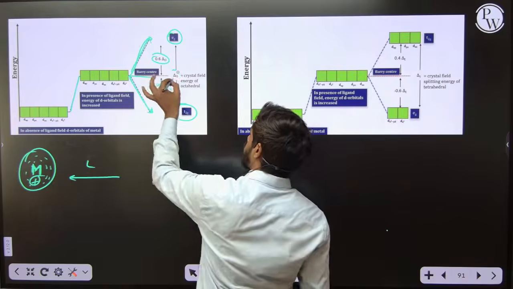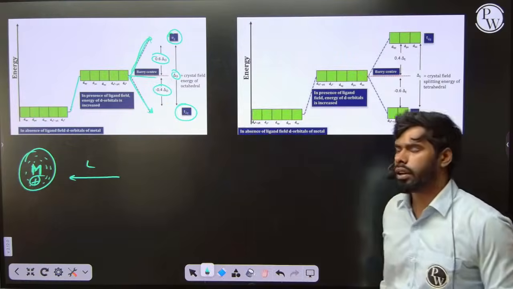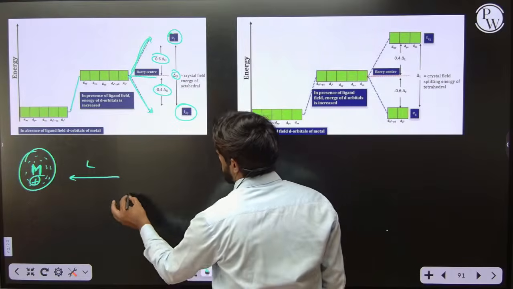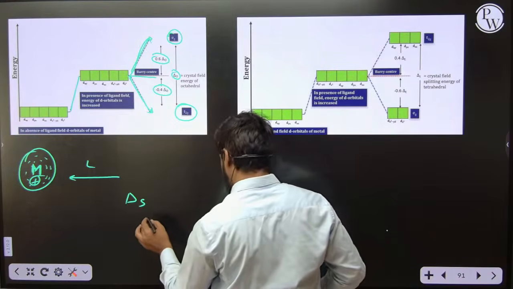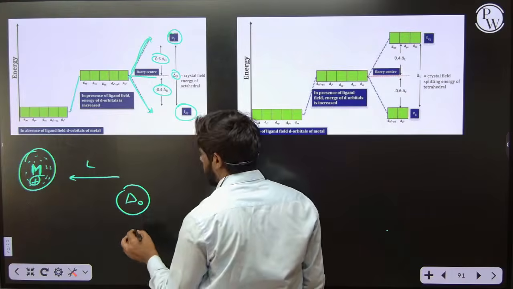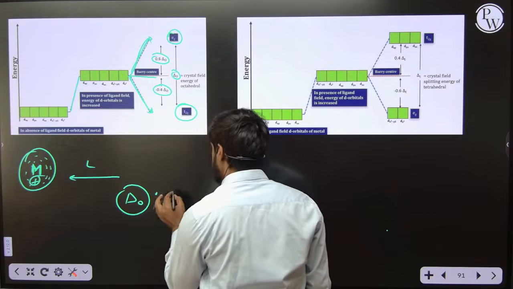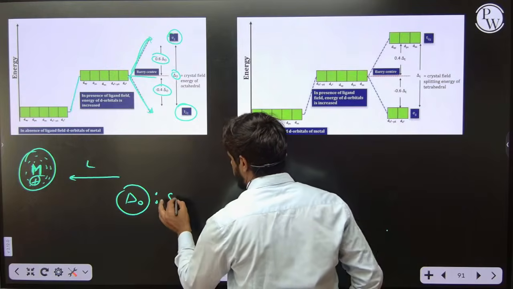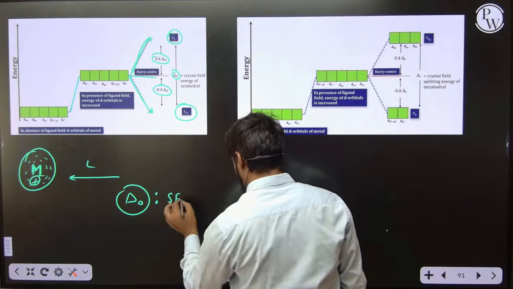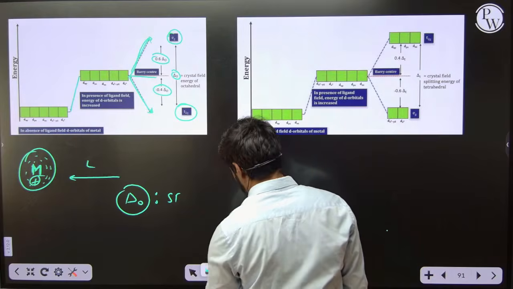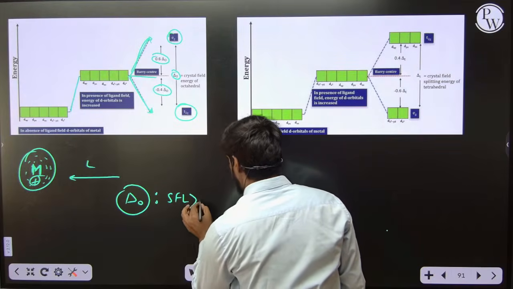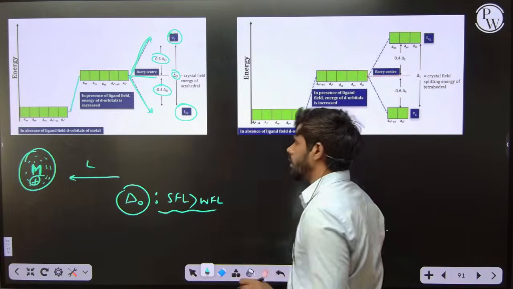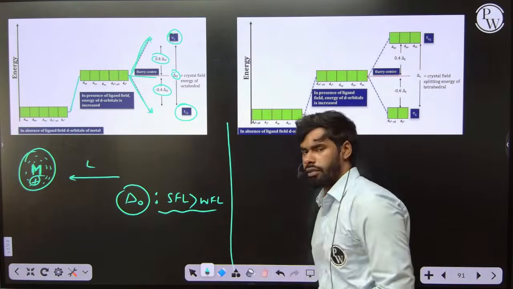So what is delta O? Delta O is known as the octahedral splitting. In case of a strong field, octahedral splitting is more for the SFL than the WFL. In case of a WFL, splitting is less, and in case of a SFL, splitting will be more.